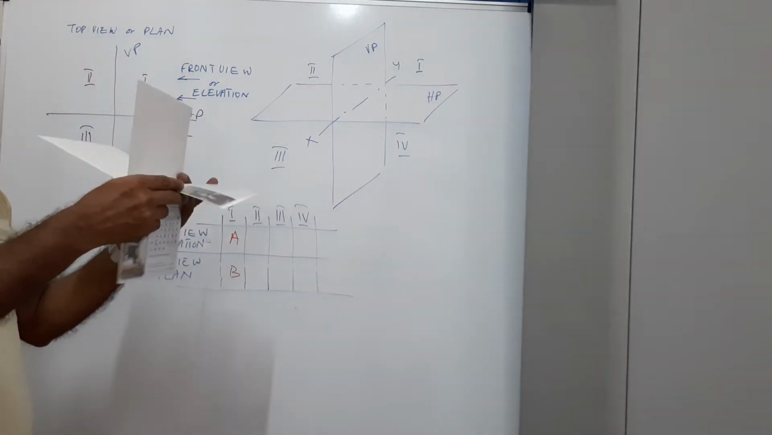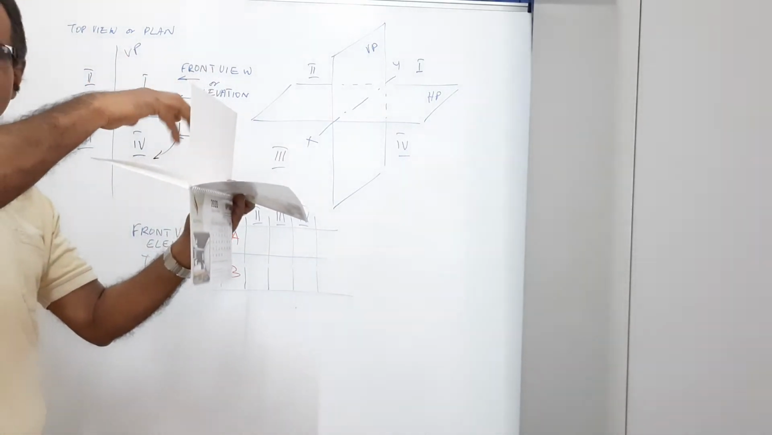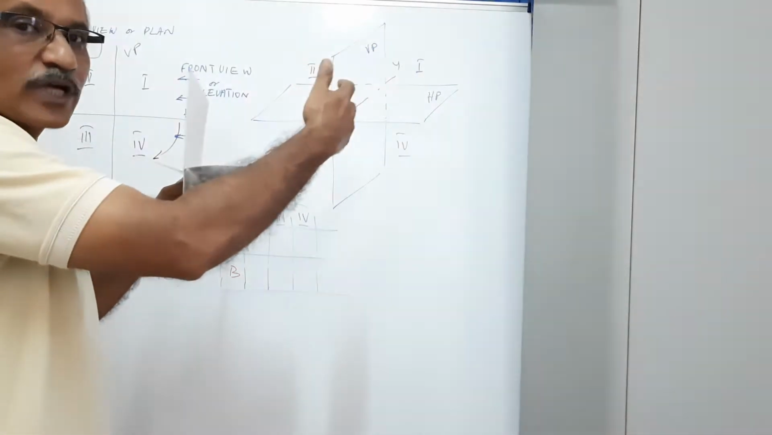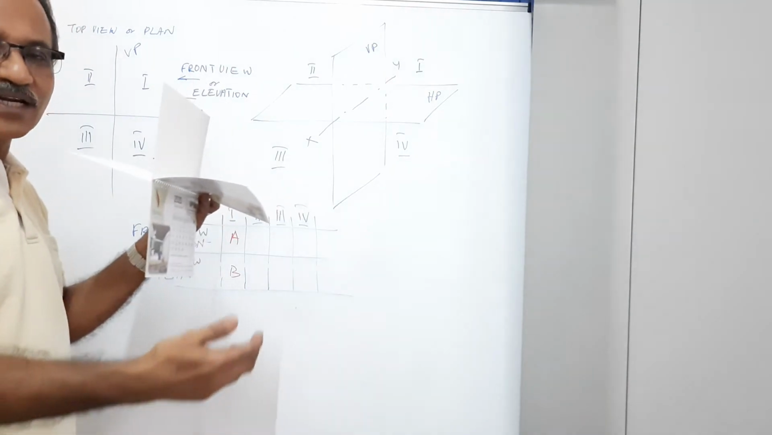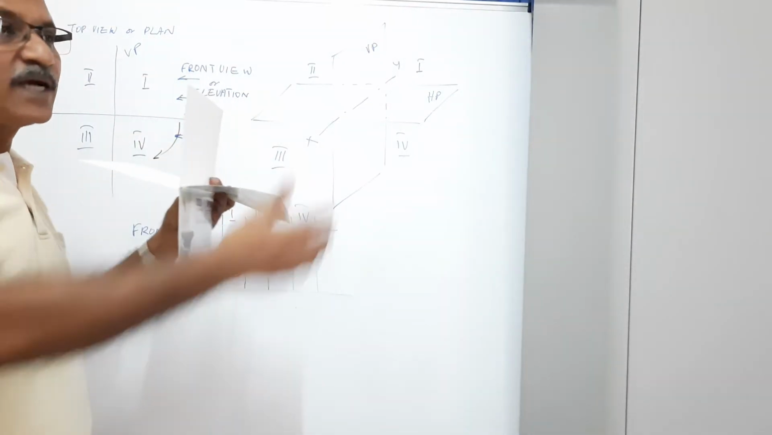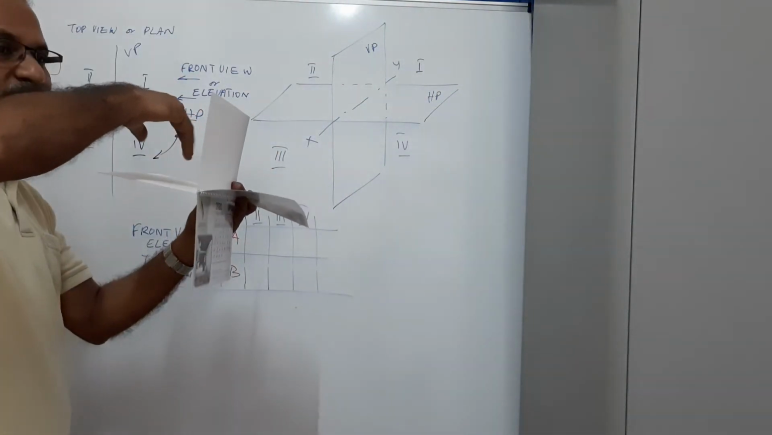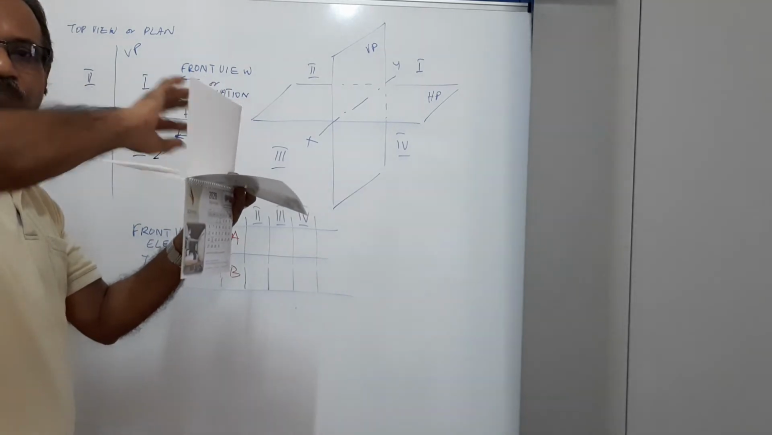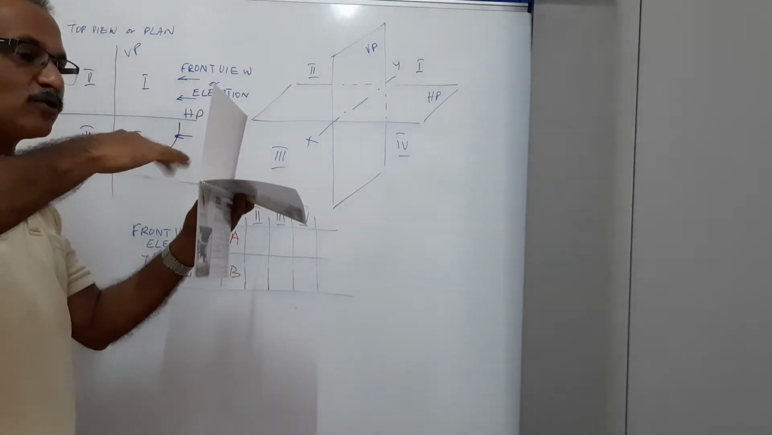Next case, I am holding the whole thing. So the object is situated in the second quadrant. You are still looking from there. I have told you that the light rays are parallel to each other and the planes are transparent. Through the transparent plane, you see the object here and make an impression on this VP. You look from the top, you get the plan on this HP.